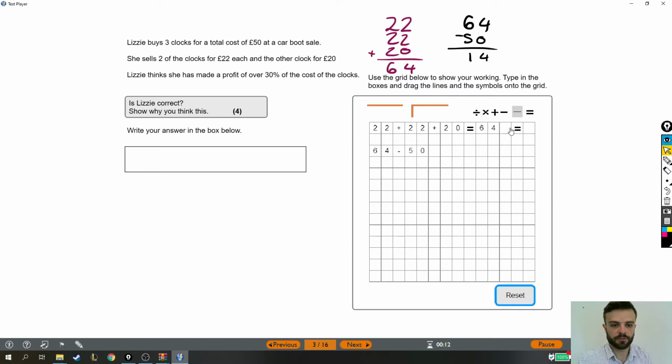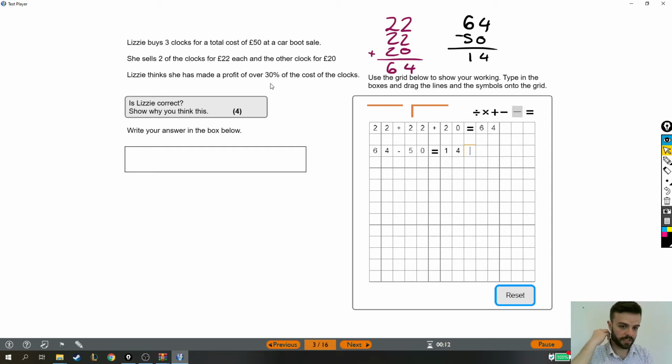So we just did 64 minus 50 equals... it seems to let you put some symbols in. I pressed the plus button on my keyboard there and the minus button, but the equals button didn't put the symbol in. I had to drag the symbol from up here. So she's made £14 profit, and Lizzie thinks that is a profit of over 30%.